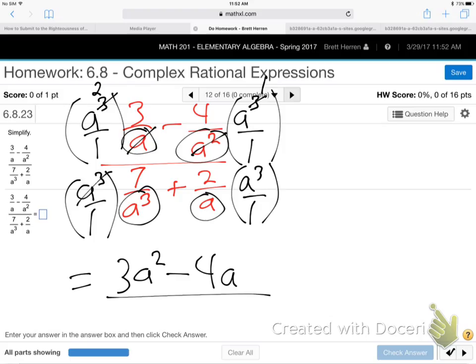On the bottom, the a cubes drop off. And a goes into a to the third, leaving a to the second. So it's 2a to the second. Really, we're done here? I think we are. I know you're thinking about factoring the top. I'll explain why that doesn't go anywhere. It's a dead-end street. But questions so far to this point?